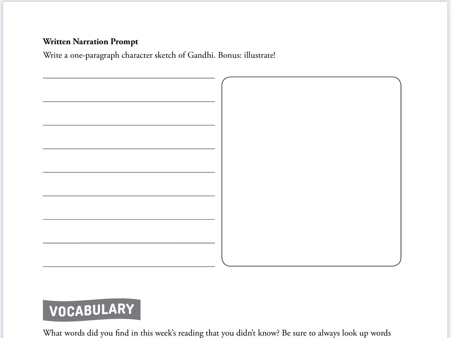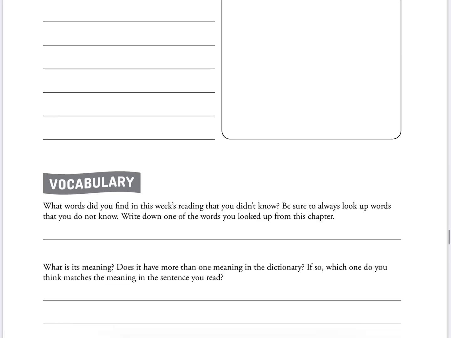The first thing would have been to write a 1-paragraph character sketch of Gandhi, and then bonus was to illustrate. So you all know what that looks like. I want you to read that section on Gandhi out of chapter 25. We looked at it in the last video, and then I want you to draw a picture of him, okay? And then I'll be able to go over that for you. But this one is really simple. You've done a lot of these sketches.